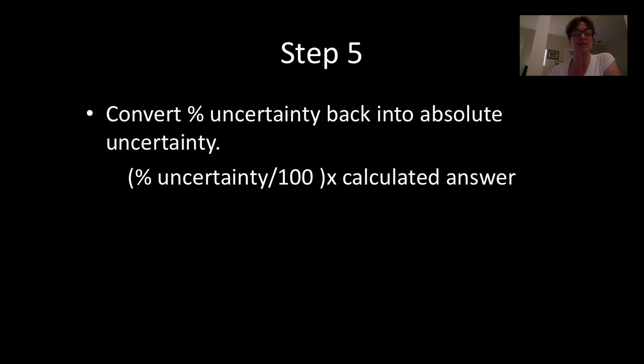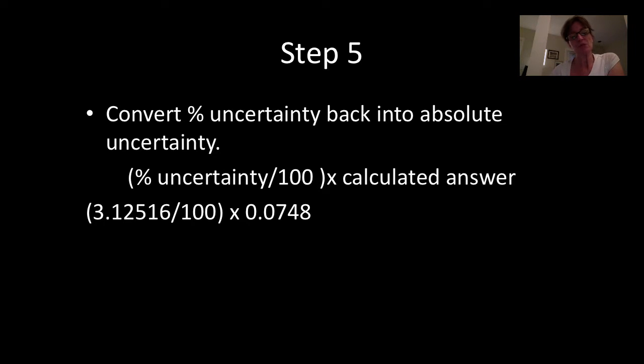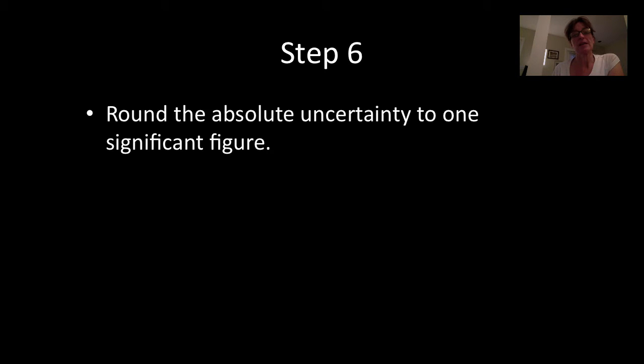Step 5. Now I'm going to convert this percent uncertainty back into absolute uncertainty. The way I'm going to do this is I'm going to take the percent uncertainty and turn it back into a fraction over 100, and then multiply that times my calculated answer. So I'm going to take my percent uncertainty 3.12516, divide it by 100, and multiply it by my calculated answer from the first 2 steps, 0.0748. And that will give me an absolute uncertainty of plus or minus 0.002336.